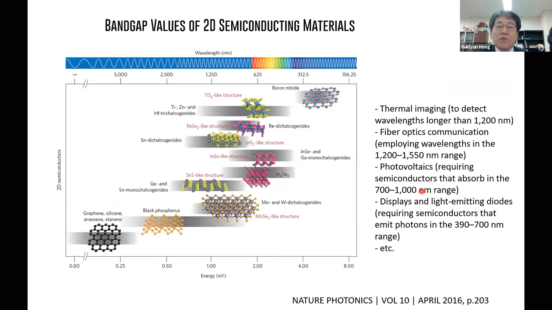This is the band gap value of two-dimensional semiconducting materials. Depending on the band gap, we can show some applications in the fields of thermal imaging, fiber optics communication, and even display and light emitting devices. Here you can see that graphene and black phosphorus have a smaller band gap, around 0 to 0.5 electron volt, and boron nitride has a very large band gap, making it an insulator. In between, there are the TMD and dichalcogenide families, which show very reasonable band gap values for applications.